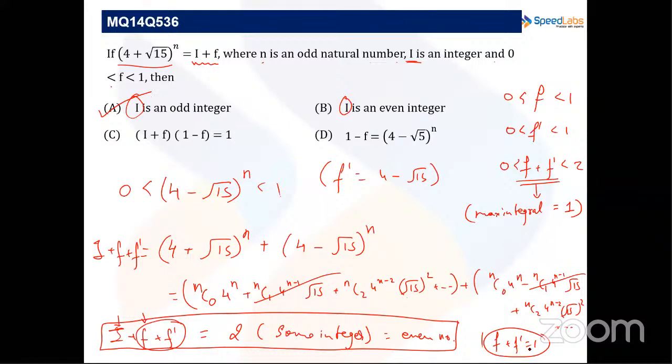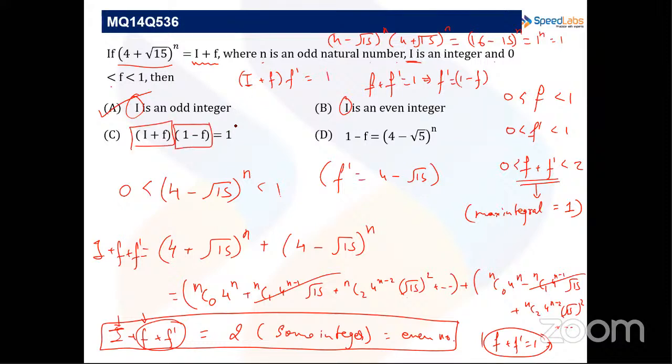Secondly, if we multiply these two terms, (4 minus root 15) into (4 plus root 15), it will be equal to 16 minus 15, so 1. If we take the power n, then it will also be 1 to the power n, that is 1. So we can say I plus f into f dash is equal to 1, and we have f plus f dash equal to 1. This implies f dash is equal to 1 minus f. So (I plus f) into (1 minus f) is equal to 1. So option C is correct. Option B is not correct. And f dash we have taken to be equal to (4 minus root 15) to the power n, so it is equal to 1 minus f. So option D is correct.